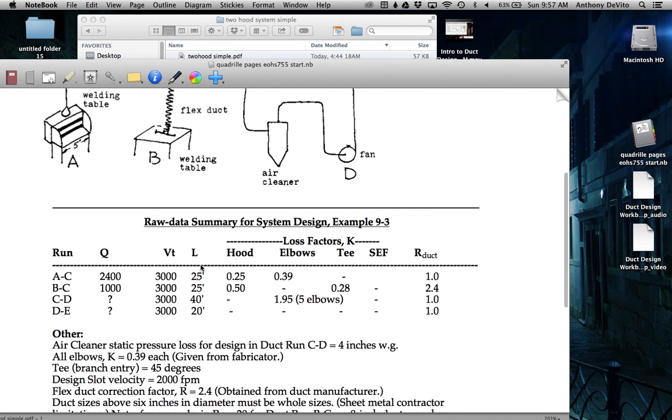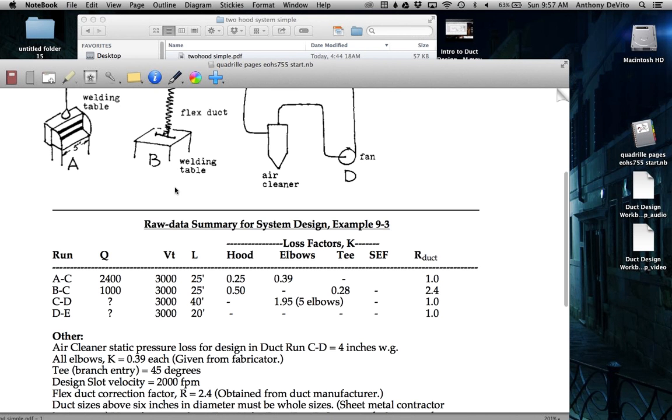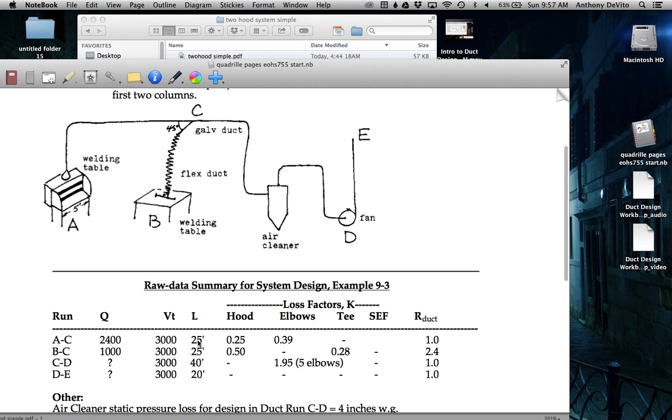As it happens, they have taken this table and filled it in for us. You would have to do exactly the same thing. From A to C, the Q value, now you could look this up on chart 11, or they might give it to you in a problem. The Q value is 2,400 cubic feet per minute. The transport velocity that we want for the fumes, the metal particles of fumes, is 3,000 feet per minute. And as it happens, they're telling us that the distance from A to C, remember this is run A to C, is 25 feet.